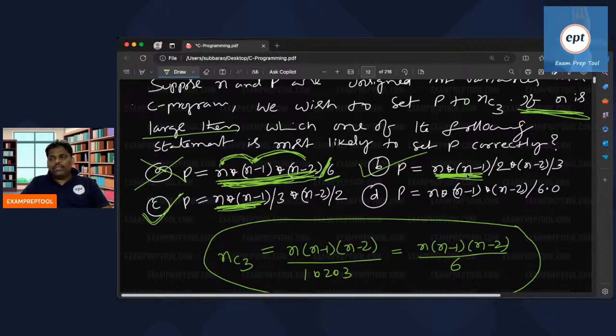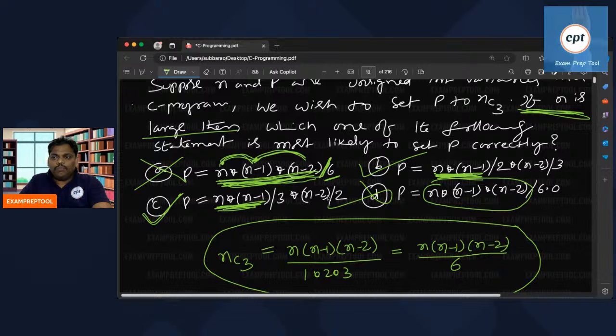Let's go to D. I think D is again the same, overflow series. It is also overflow. It became very big. Already n is big. N into n minus 1 into n minus 2 will become very big. Instead of dividing at the end, why don't you divide in between? So A and D cannot be the answer. Answer will be B and C.